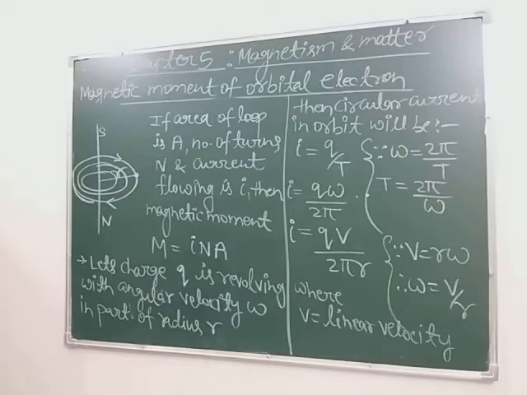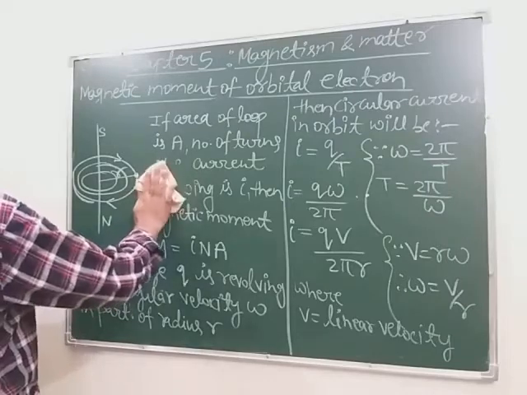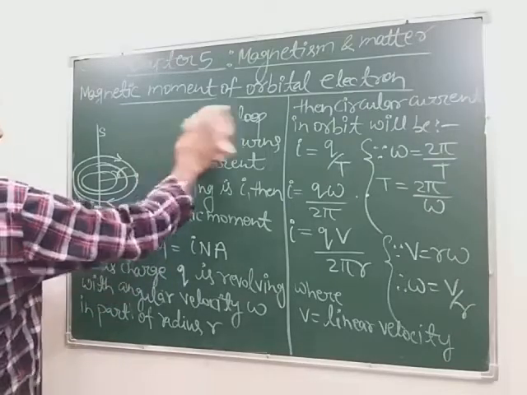So a revolving electron acts like a circular loop of area pi r square. Revolving electron, note down, then I will erase, pause, and then write down all the things. Now I will write here. Okay.